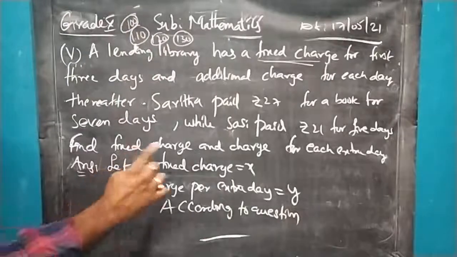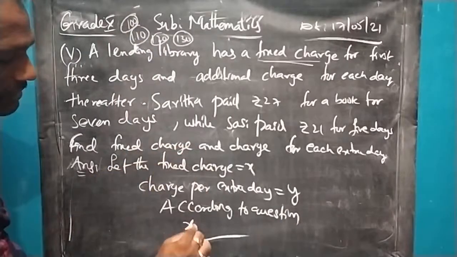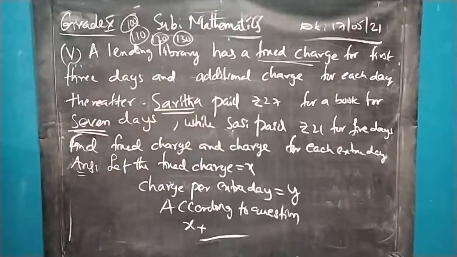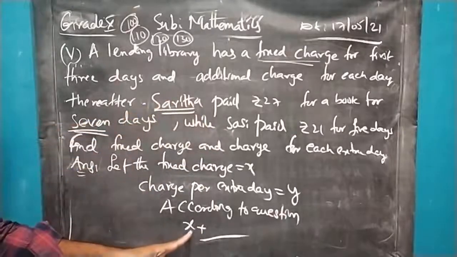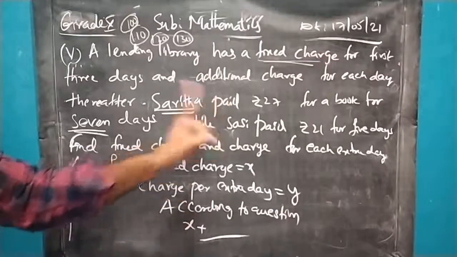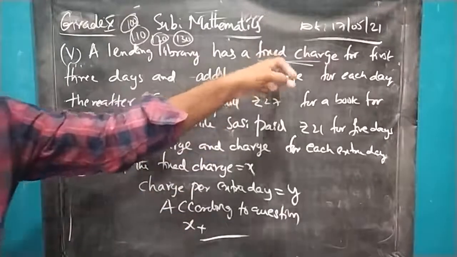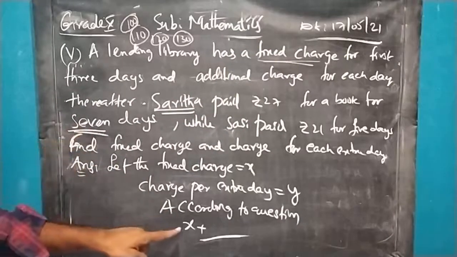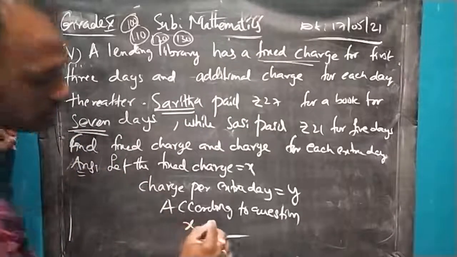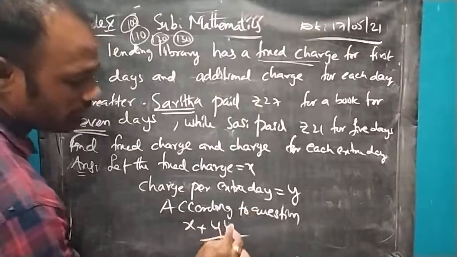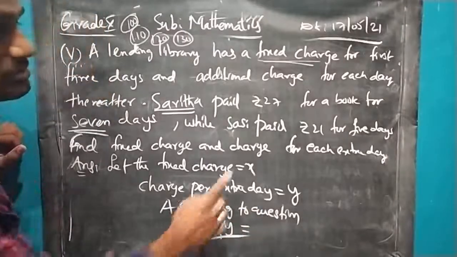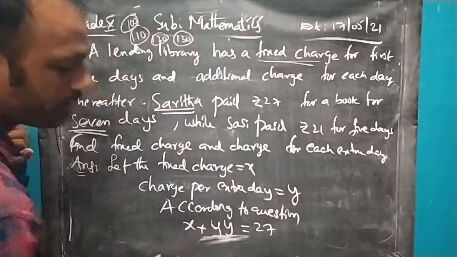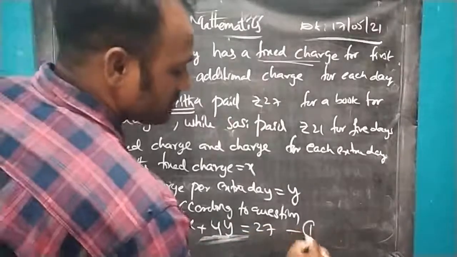So what is the first equation here? Fixed charges are there for 3 days. So totally Sarita is paying for how many days? 7 days. So for Sarita, if I am writing x, already 3 days are completed, because x stands for the fixed charge. The fixed charge is there for how many days? 3 days. Now, among 7 days, 3 days are already covered, means remaining 4 days. For the 4 days the variable charge will be y. So x plus 4y is equal to how many rupees she is paying? 27. So we can mark this as the first equation.